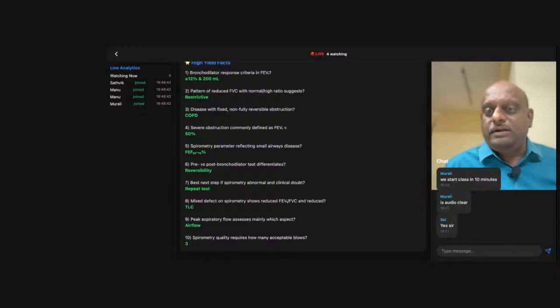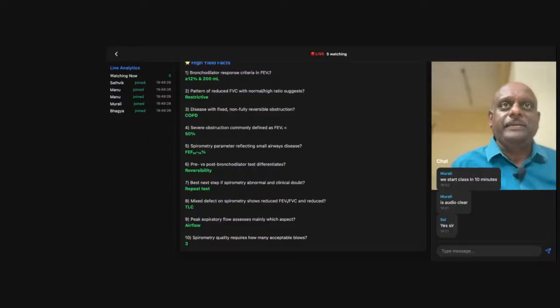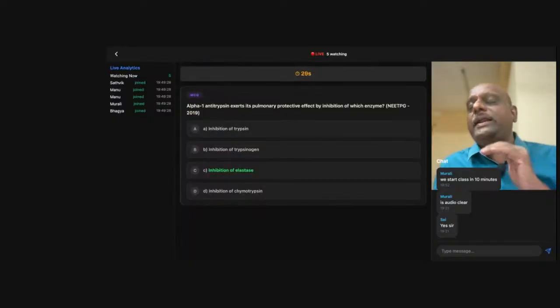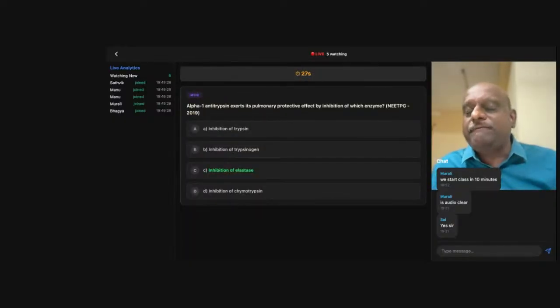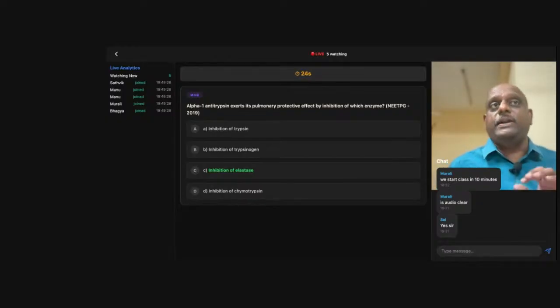So FEV1, after giving bronchodilator, if it increases to more than 12%, or if it increases by more than 200 ml, that is an indicator of a bronchodilator response, is what we need to remember. And reduced FVC with a normal to high ratio of FEV1 by FVC is an indicator of either obstructive or restrictive. You need to be very sure.